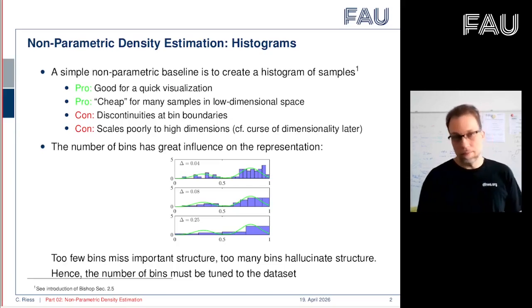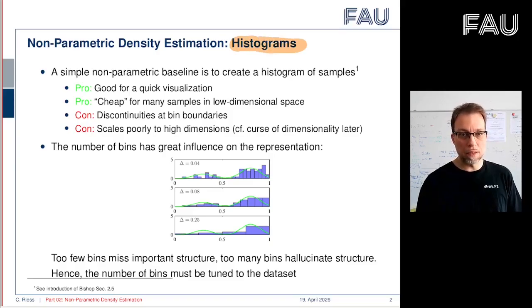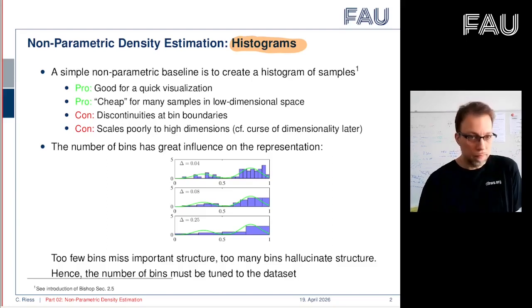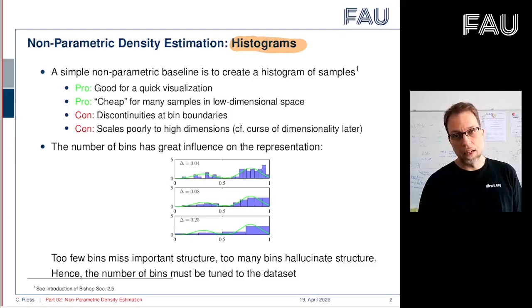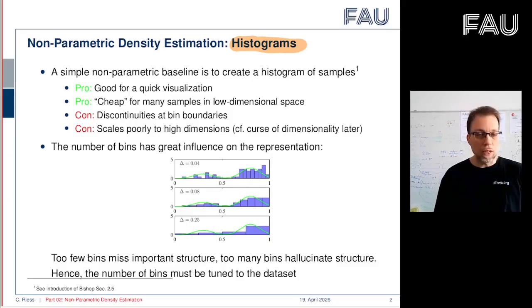So here's a very simple, you could almost say dumb, non-parametric density estimator, a histogram. So a simple non-parametric baseline is to create a histogram of samples. Histograms are super popular. So by saying like a dumb method, I don't want to put this in a bad light. They are super useful. First, they are good for a quick visualization. Second, they are cheap for many samples residing in a low-dimensional space. They also have their limitations.